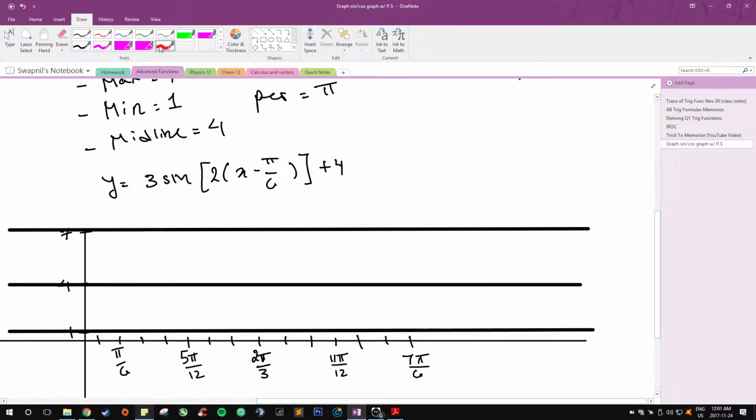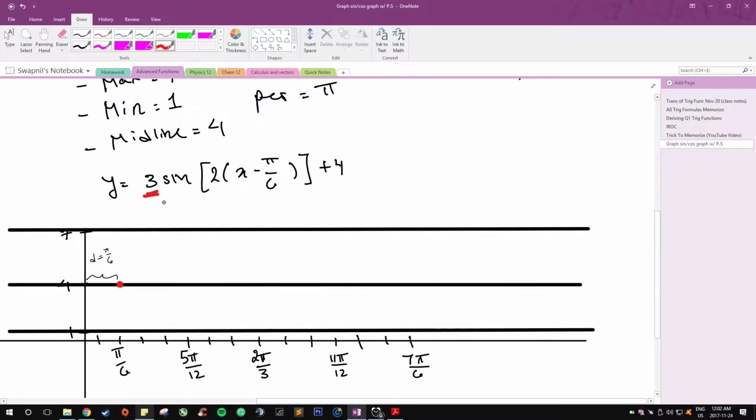So we know that if it was just sine x, it would start from here, go up to 1, come down, etc. Now this graph we have here has been moved pi over 6 units to the right. So the d value here is pi over 6, right? So our graph would actually now start here, and then it's just the same thing as before.